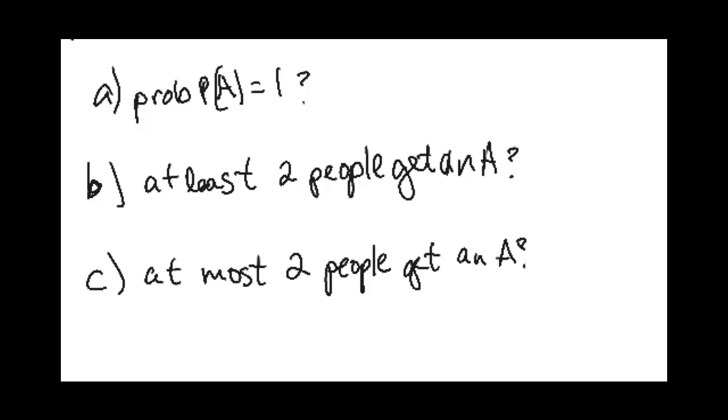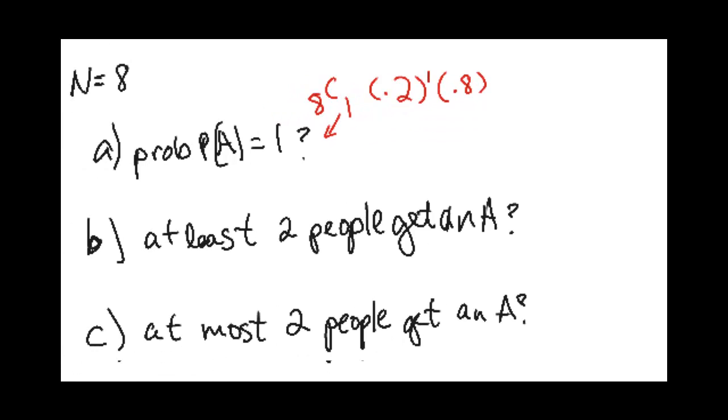So if I'm doing it with the formulas, the formula is n choose k, so n is 8, choose k is 1, and the probability was 0.2, and we said one person getting an A for this one right here, right? And 0.8 is 1 minus P, that's what Q is, and that's going to be raised to, you couldn't see that, I'm sorry, the 8 minus 1, which is 7.